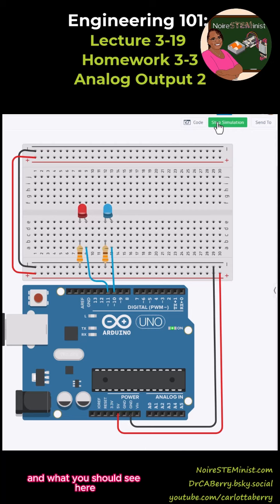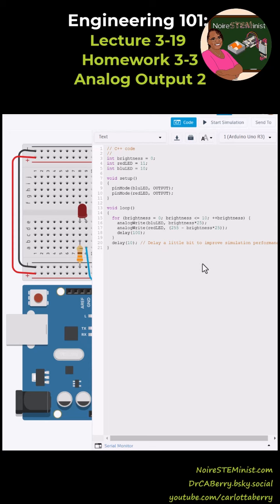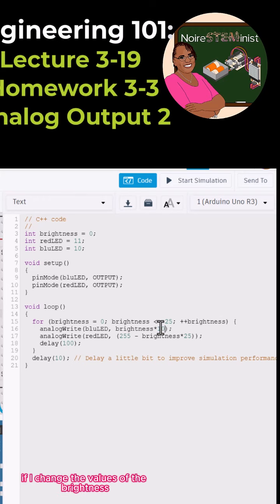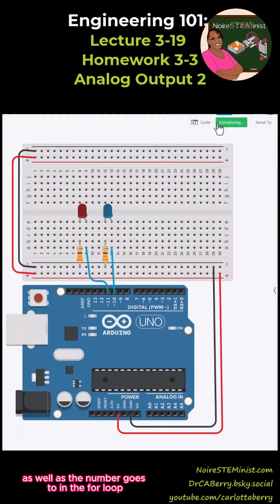And what you should see here is that I now have both of the LEDs varying in brightness, one getting dimmer as the other gets brighter. And I have done all of this with my text-based code using a for loop. And if I change the values of the brightness as well as the number it goes to in the for loop, you can see it getting dimmer and brighter, either faster or slower.